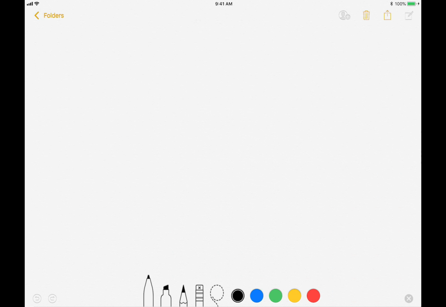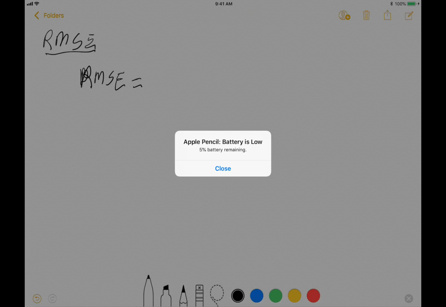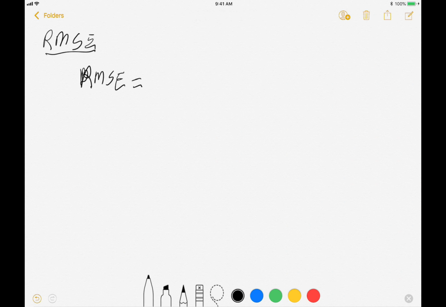Calculate RMSE. Pencil battery is low. I need to hurry. Everything needs to be recharged these days, even pencils.